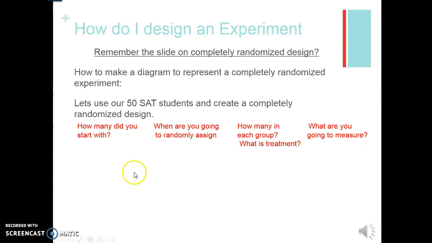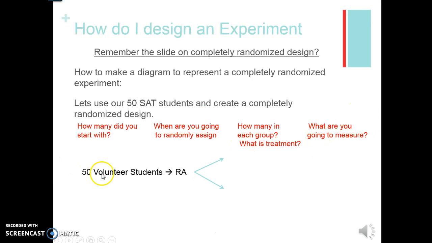So here's what you want to think about when you're doing this. Number one, you want to think about how many subjects or experimental units did you start with. You want to make sure you're explaining where you're randomly assigning. So when are you randomly assigning that treatment? How many is in each group? And then you want to decide what is the treatment within each group. Finally, you want to make sure you state what are you going to measure. And in the end, you want to be very specific about what you're measuring.